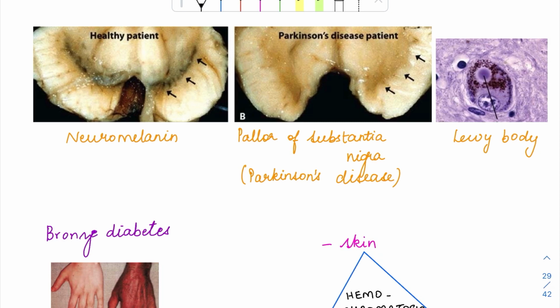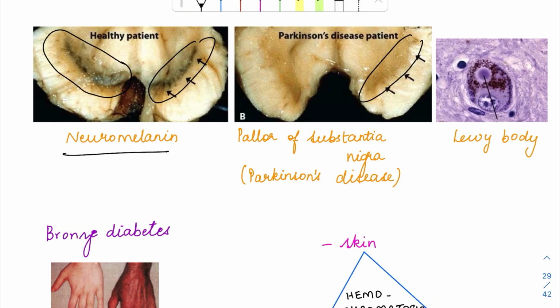So this substantia nigra area is usually black in color. So this is the normal substantia nigra basal ganglia area. It is appearing black in color due to the presence of neuromelanin. But in Parkinson's disease, there is going to be loss of these dopaminergic neurons, which will result in the pallor of this substantia nigra.